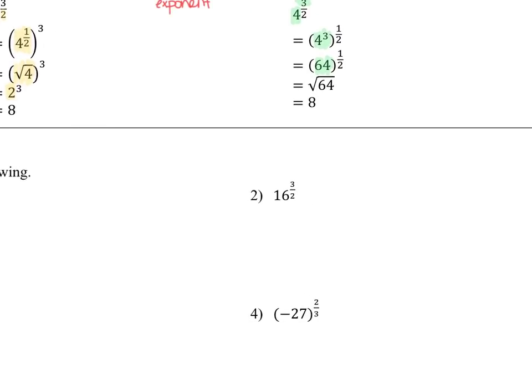For number 2, we have 16 to the exponent of a half raised to the exponent of 3. So that gives us the square root of 16 and then cubed. I'm drawing the brackets at this step, but if you don't want to, that's fine. And then we have 4 cubed, and that gives us 64 as the answer.